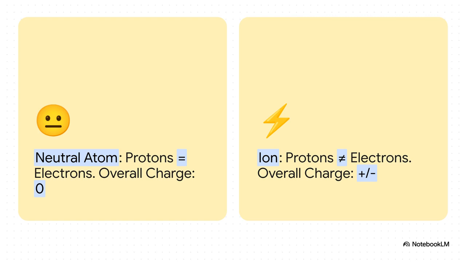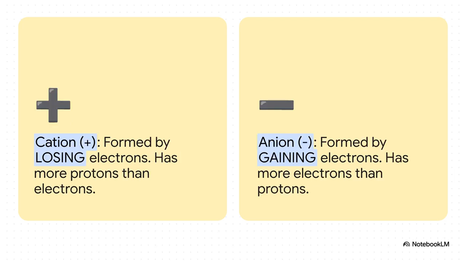So here's how that works. In a normal, neutral atom, the number of positive protons is perfectly balanced by the number of negative electrons. The overall charge is 0. But in an ion, that balance is totally broken. The protons and electrons are not equal anymore, and that's what gives it an overall positive or negative charge. And of course, we've got names for these. If an atom loses some of its negative electrons, it has more positive protons left over, right? So it becomes a positive ion, called a cation. Here's a little trick. Think of the T in cation as a little plus sign. And if it gains extra negative electrons, it becomes a negative ion, called an anion.